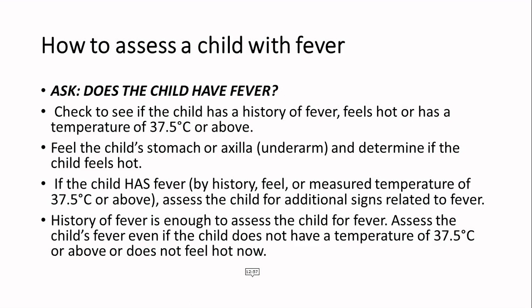Check to see if the child has a history of fever, feels hot or has a temperature of 37.5 degrees Celsius or above. Feel the child's stomach or axilla, underarm, and determine if the child feels hot. If the child has fever, by history, feel, or measured temperature of 37.5 degrees Celsius or above, assess the child for additional signs related to fever. History of fever is enough to assess the child for fever. Assess the child's fever even if the child does not have a temperature of 37.5 degrees Celsius or above or does not feel hot now.